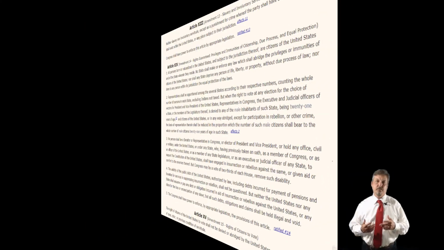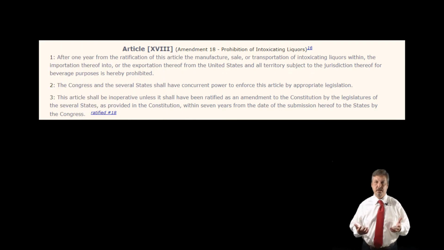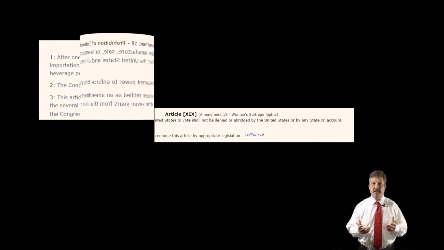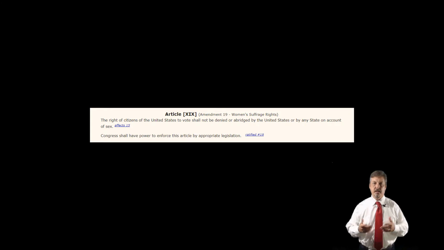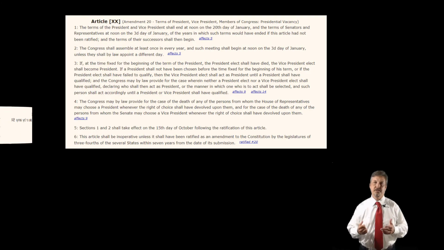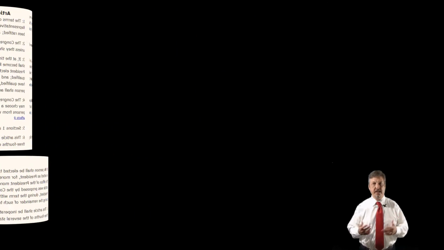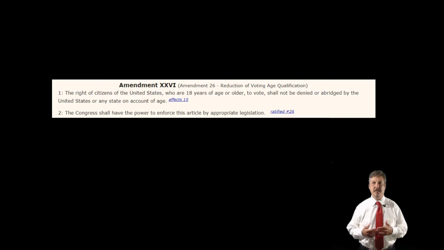Other amendments relate to, for example, prohibition and the repeal of prohibition, that's the 18th and 21st, ratified in 1919 and 1933 respectively; women's suffrage, the 19th, ratified in 1920; presidential terms and term limits, the 20th and 22nd, ratified in 1933 and 1951 respectively; voting age, the 26th, ratified in 1971; and other matters.